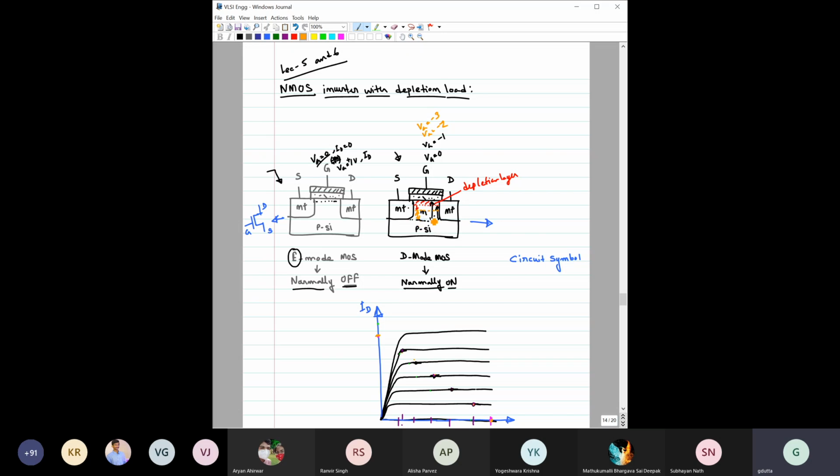So at that moment, there is no path for the current to flow because the entire channel has now been depleted, right? So by applying a sufficient negative voltage, you can deplete this channel and make the conduction stop, right? So this type of device is called depletion mode or D mode MOSFET, or sometimes it is also called a normally on MOSFET, right?